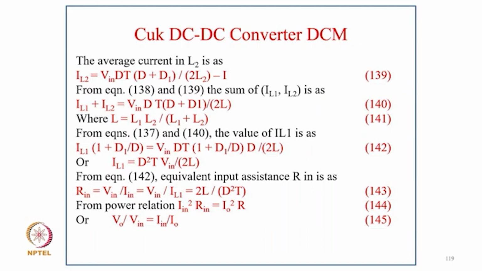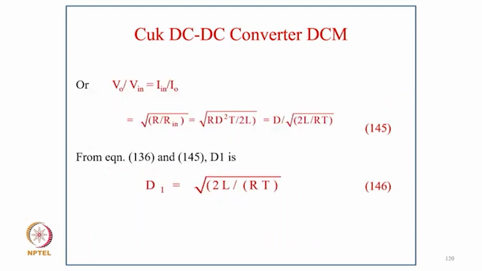So that becomes Vo upon Vin equal to Io upon Iin, or Vo upon Vin equal to Iin upon Io, or equal to square root of R upon Rin, or square root of R d square t upon 2L, or d upon square root of 2L R t. So you can clearly see how the parameters are involved in the output relation, from which we get d1 equal to square root of 2L upon R t.